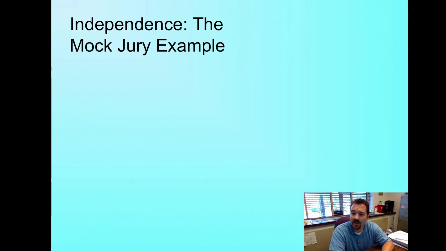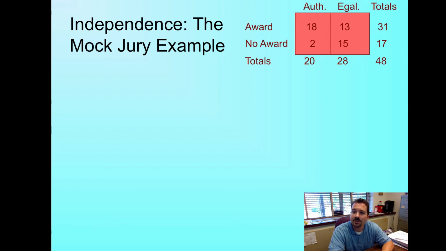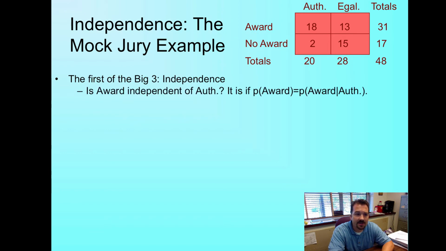So let's step through each of these in turn while using this mock jury example. So the same data we saw before. The first of the big three, let's look at independence here. Is award independent of authoritarian? Okay, so we're looking at a row versus a column here. These two are in fact independent if the probability of award equals the probability of award given authoritarian.